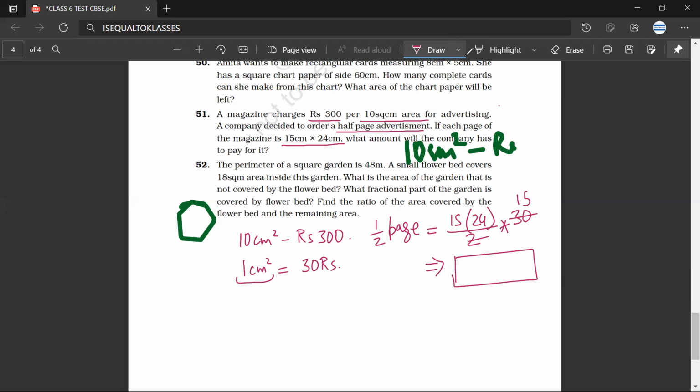Mr. Satya, what is the answer? So 5,400. 5,400. So 15, 15 are 225 into 24, 5,400. Any doubt? No. Okay, great.